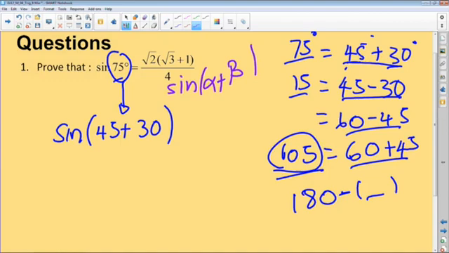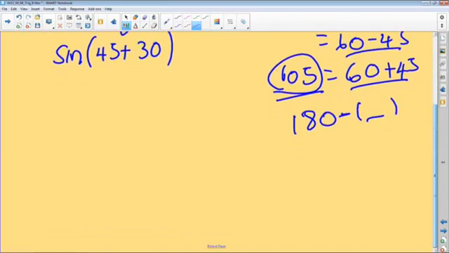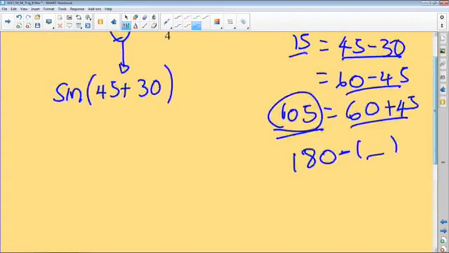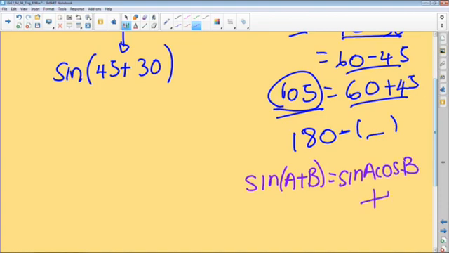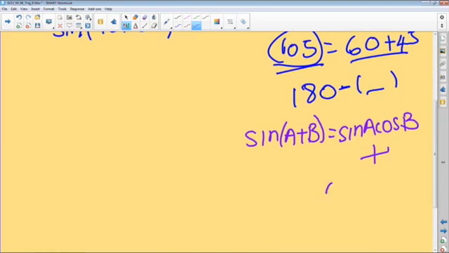Okay, I'm not going to have enough space there, so let's just move that a little bit further down. So if I have sine alpha, or A, let's just use A, sine of A plus B, that's going to be sine A cos B plus cos A sine B. That's the expansion, right?